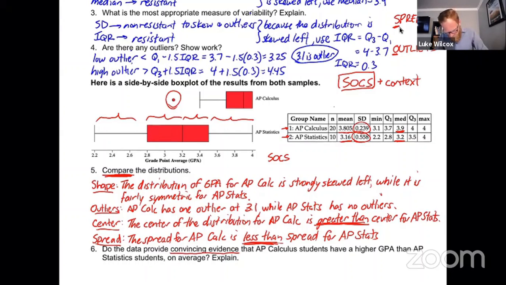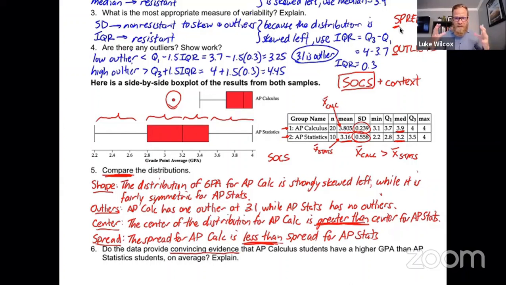Well, if you look up at the data, the average, which I'm going to call X bar, for the calculus students is 3.805. The average for the statistics students is 3.16. So based on these two samples, we can see that the X bar for the calculus students is in fact greater than the X bar for the stats students. So we certainly do have some evidence that AP Calc has a higher average. But do we have convincing evidence?